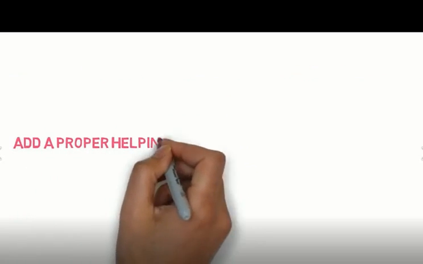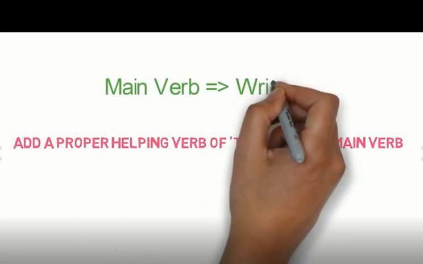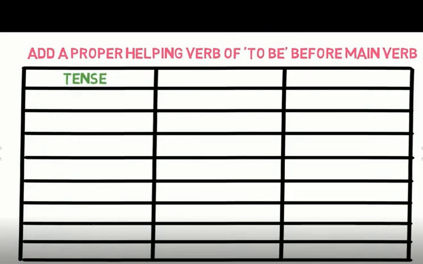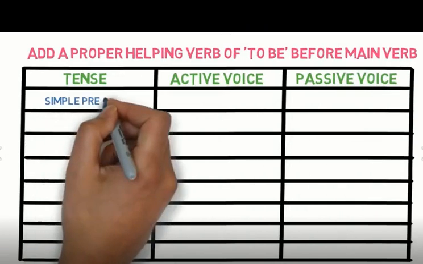We need to add a proper helping verb of to be before the main verb, that is, the be form verb. This helping verb is decided based on the tenses. With an example of the main verb write, let's look into the different helping verbs as per the tenses, okay? One by one, which we need to write.